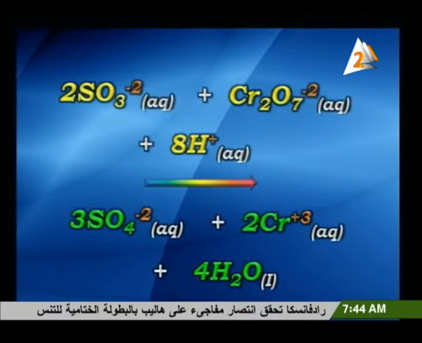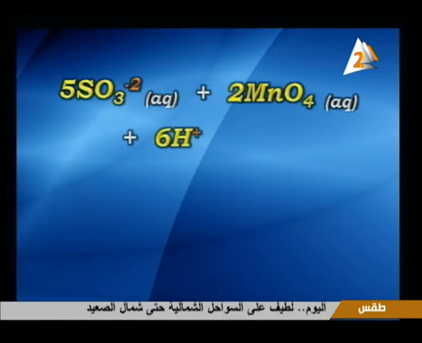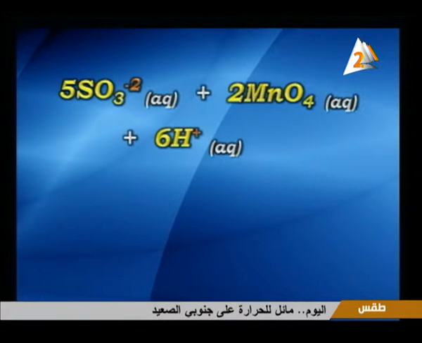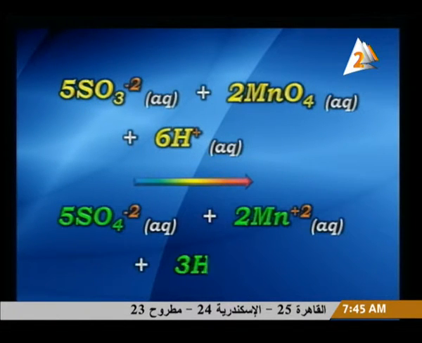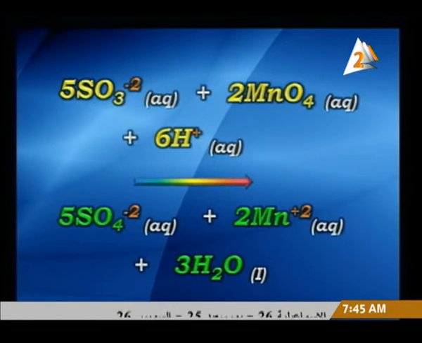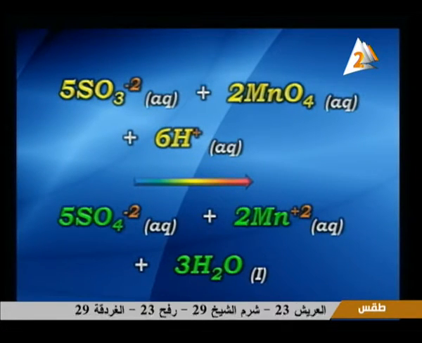The second one: when you take 5 SO3 2 negative aqueous solution with 2 molecules of MnO4 negative aqueous, in the presence of 6 H positive aqueous solution, this acidic medium will give SO4 2 negative aqueous solution and Mn2 positive aqueous solution also, and we have the water that separates from this one. Why? Because the Mn2 positive and SO4 2 negative are dissolved in water here.